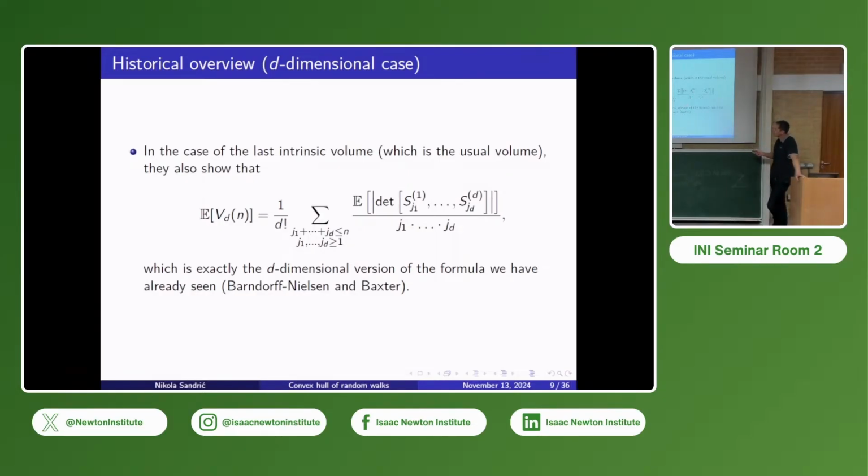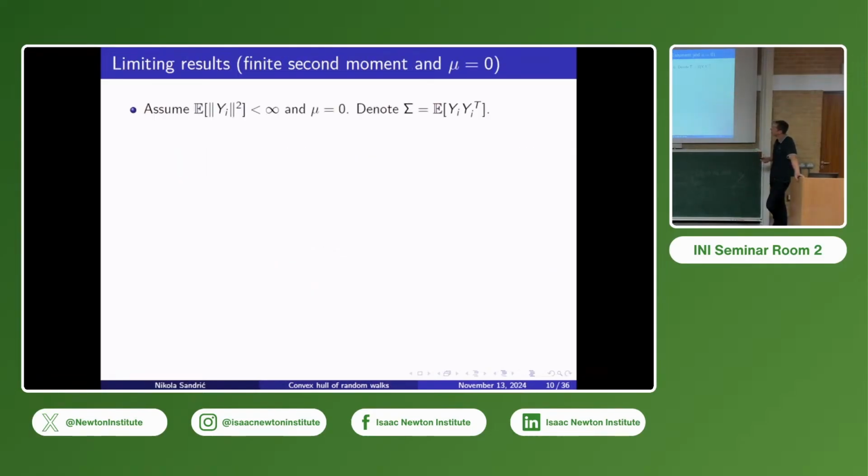And if you put d equal to 2, in the two-dimensional case we're interested in area, we get the Baxter-Spitzer-type formula, the one given with this operator T. Exactly the same. So we do have analogous formulas for intrinsic volumes. Now we are interested in limit theorems.